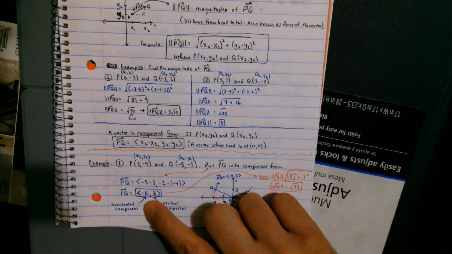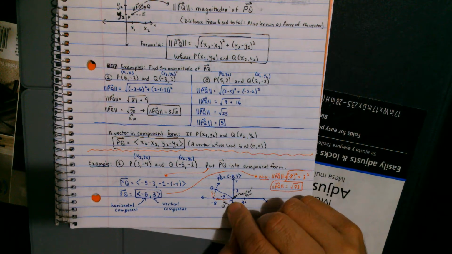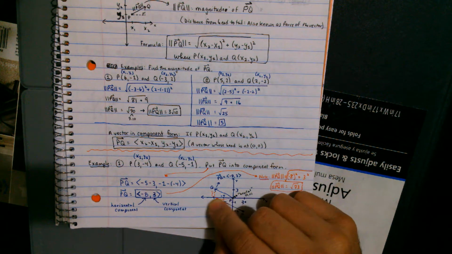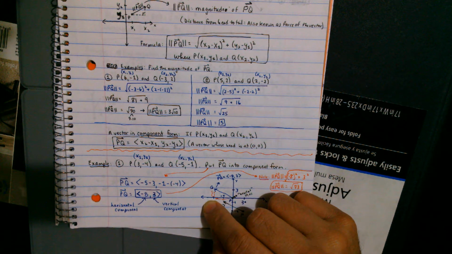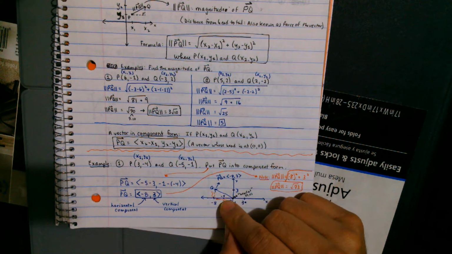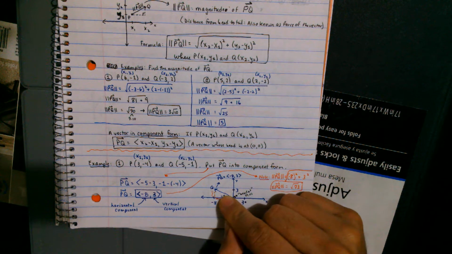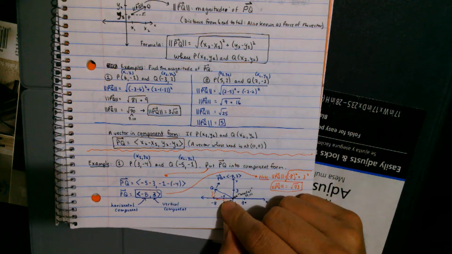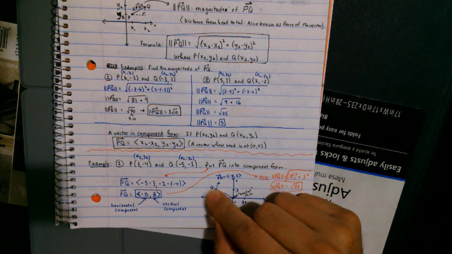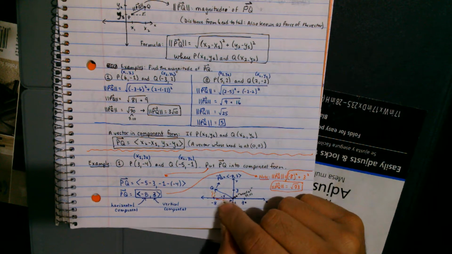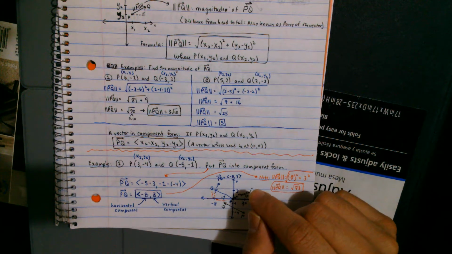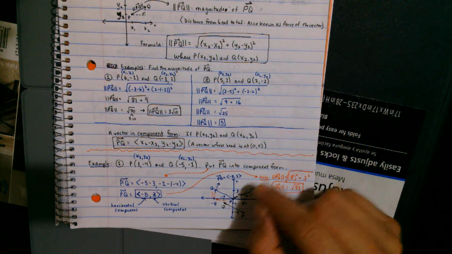If you take a look at the component form, it says from 0, 0, go left, horizontal component negative 8, and go vertical component 3. So if I drew it to scale, this vector would be parallel to this vector. It would be a vector in the same direction as PQ, and it will have the same magnitude as PQ. We face in the same direction, we're parallel.